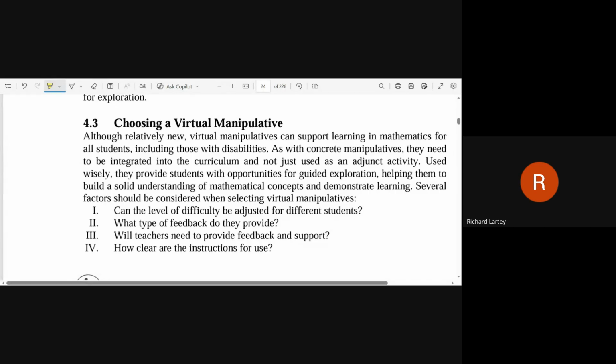Although relatively new, virtual manipulatives can support learning in mathematics for all students, including those with disabilities. As with concrete manipulatives, they need to be integrated into the curriculum and not just used as an adjunct activity. Used wisely, they provide students with opportunities for guided exploration, helping them to build a solid understanding of mathematical concepts and demonstrate learning. Several factors should be considered when selecting virtual manipulatives.